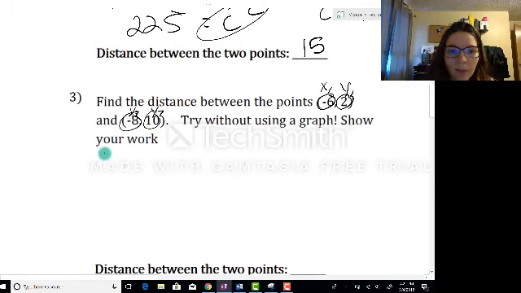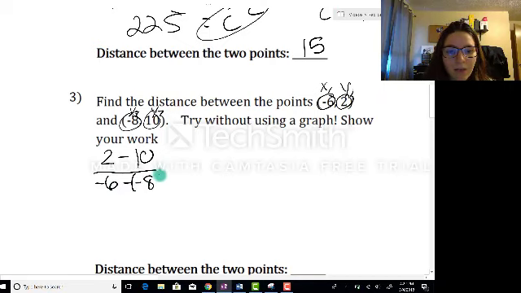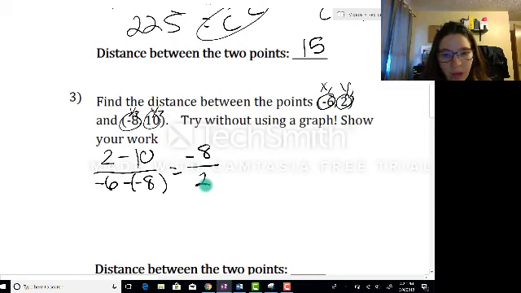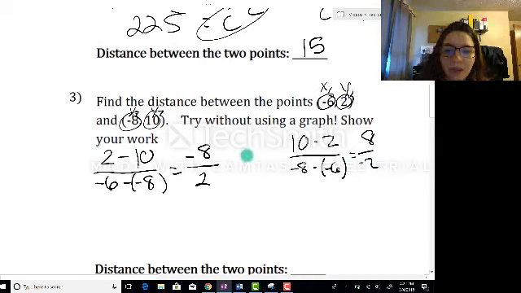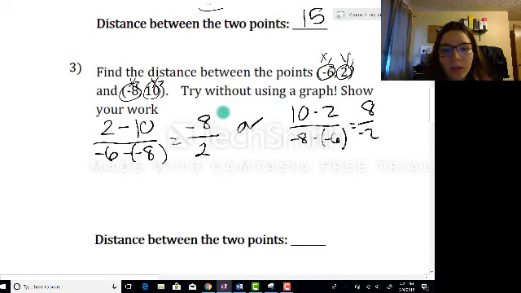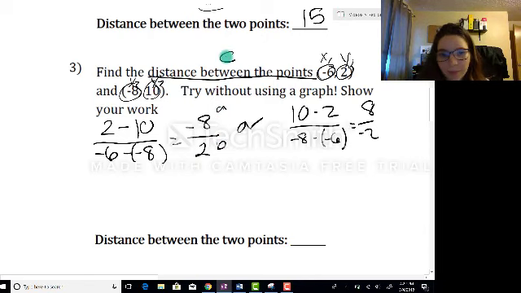So I'm going to have 2 minus 10 over negative 6 minus negative 8. That's going to give me negative 8 over 2. You could have also done it the other way, where you had 10 minus 2 over negative 8 minus a negative 6, and that would have given you 8 over negative 2, which is perfectly fine. Same thing. So this is my A and my B, and remember, the distance between 2 points is always going to be C. So I'm going to plug those two values into my Pythagorean theorem and solve for my C.